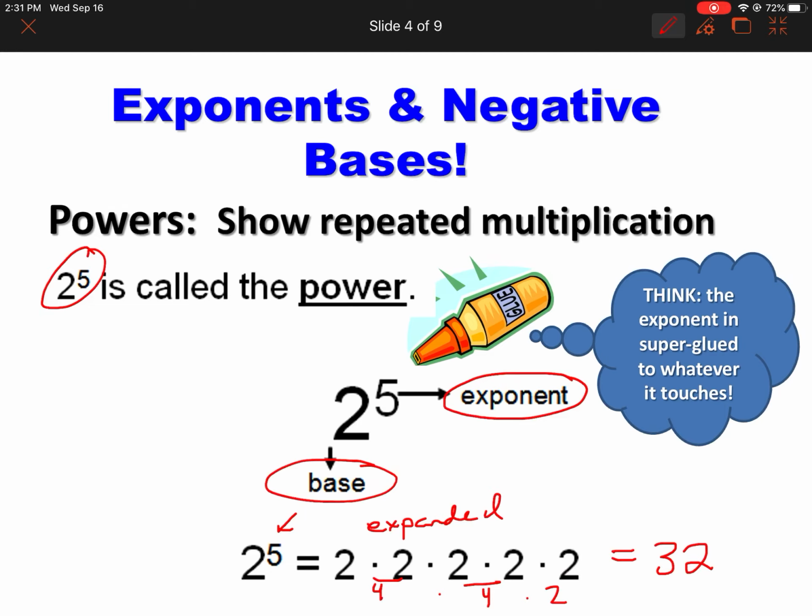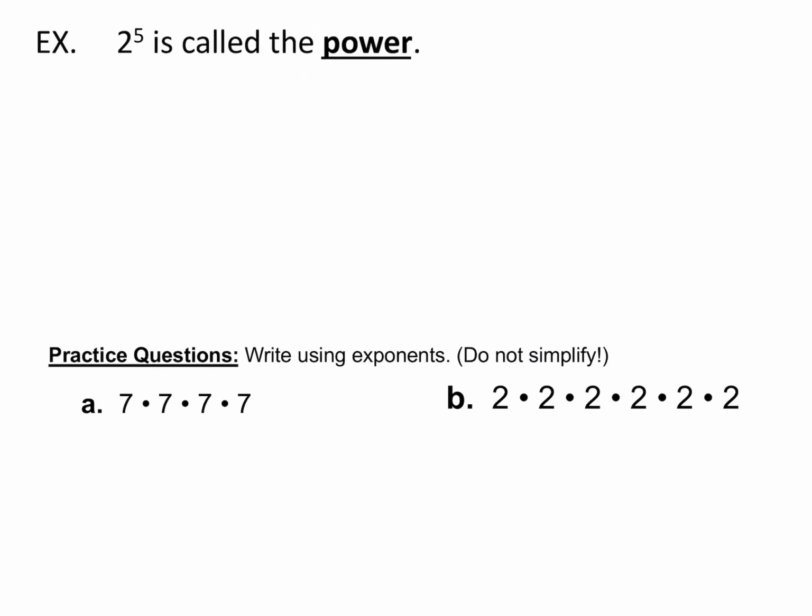Now, why is there this glue bottle? What I want you to do, and this is going to help us with these negatives, is I want you to think of this super glue bottle. Whatever this exponent touches, it's super glued to. So that exponent is super glued to whatever it touches. And so in a moment, hopefully that will help you understand when it means negative, when it means the opposite of.